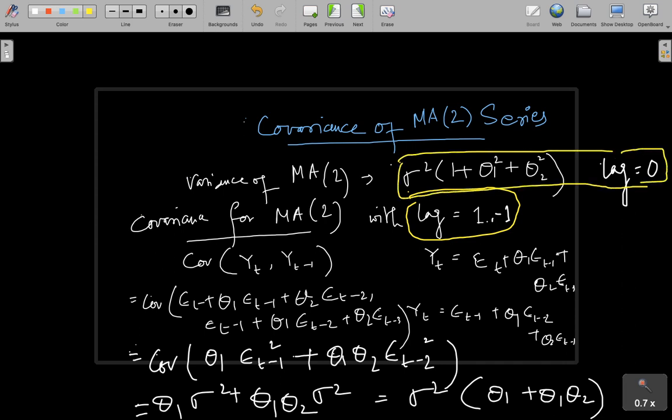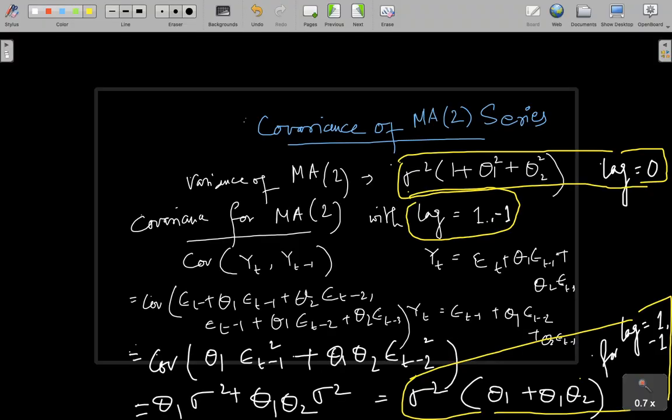And the last one, I got it for lag equal to 1 or minus 1, right? Now I will see what happens to my covariance term if I increase the lag. I'm going to use the space here.